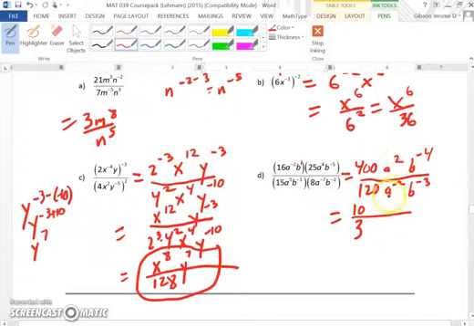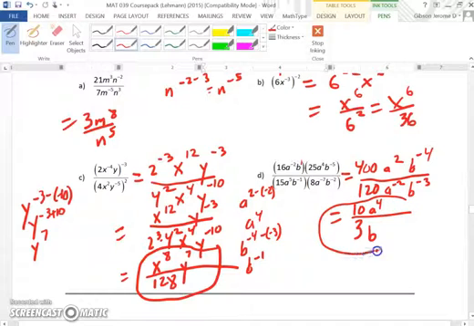Now, a squared divided by a to the negative 2, we can go off to the side. It would be a to the 2 minus a negative 2, which would be a to the 4th. So that will give us a to the 4th. Now, b to the negative 4 over b to the negative 3, we can go off to the side. B to the negative 4 minus a negative 3, which would give us b to the negative 1, because it would be negative 4 plus 3. Which means that goes in the denominator, so the exponent would be positive. So this right here is our final answer, and we are done.